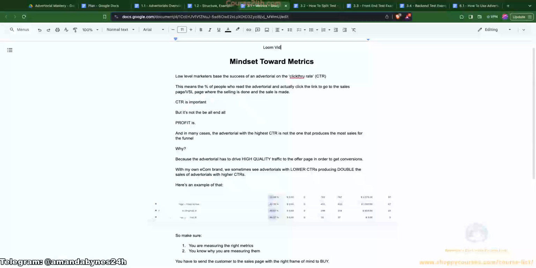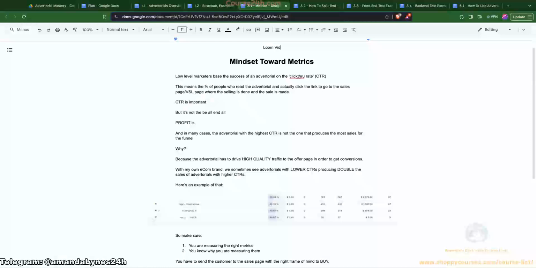And in general, what I've seen is that super low level copywriters or low level business owners base the success of an individual advertorial on the click through rate or CTR. What that means is the percentage of people who read the advertorial and actually click through and go to the sales page where the selling is done and the sale is made. Because obviously, the selling is not done through the advertorial necessarily. The selling is actually done on the sales page where they click through.